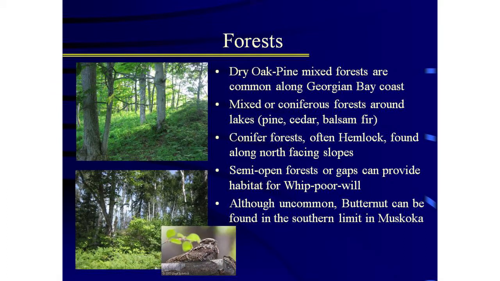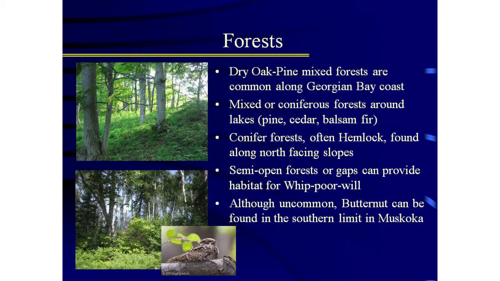So forest types. This is out west of Highway 11, and just an example of some of the oak and pine mixed forest communities that we have along the coast of Georgian Bay. Composition of these species will change. Around lakes, if you look at the air photos, the extent of cedar or balsam fir and hemlock will vary around shorelines. If you have a north-facing slope, you have a lot more hemlock. And again, this creates a lot of different diversity across the landscape.